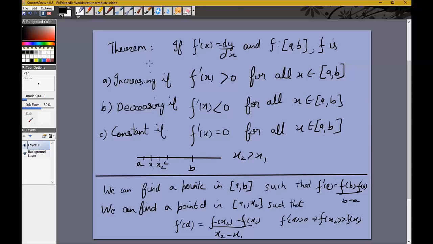If f dash x is negative for all x between a and b, then you take any x1, x2 between a and b, you'll find a point d such that f dash d satisfies this. x2 is greater than x1, this whole thing is negative, so obviously f of x2 is less than f of x1, which makes it a decreasing function. And if f dash x is 0, that means f dash d is 0, which means f of x2 is equal to f of x1. So f of x is a constant function because f of x1 is equal to f of x2 for all x1 and x2 between a and b. So it's a constant function.